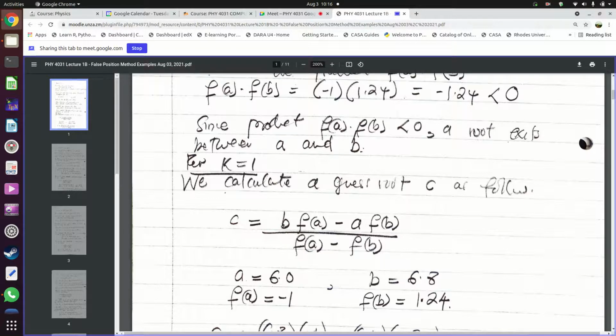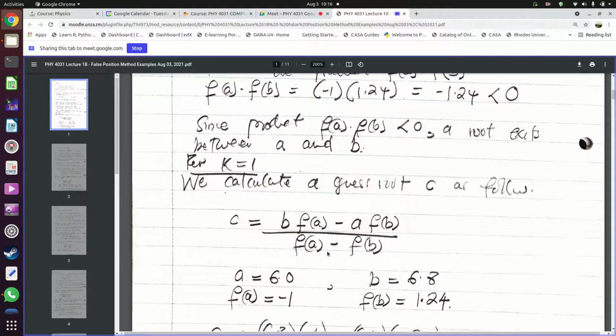C is equal to B multiplied by f(A) minus A multiplied by f(B), divided by f(A) minus f(B). This is the expression we use for finding our guess root with the regular false position method. We derived this expression last week, so now we just need to use it. In our case, A is 6, f(A) is minus 1, B is 6.8, f(B) is 1.24. So we do the substitutions.